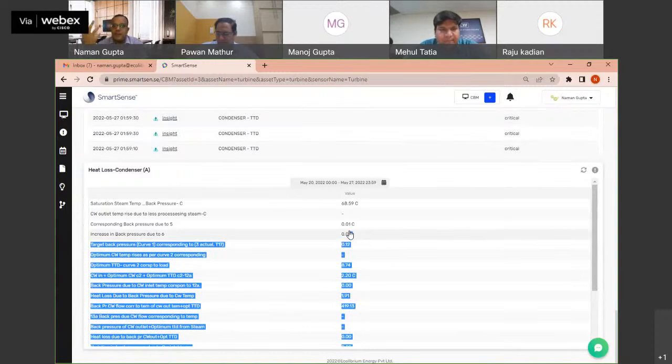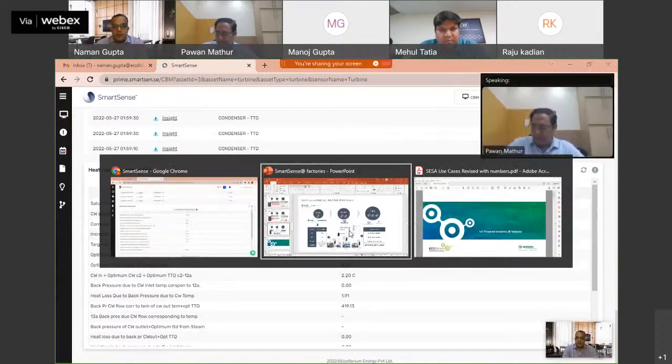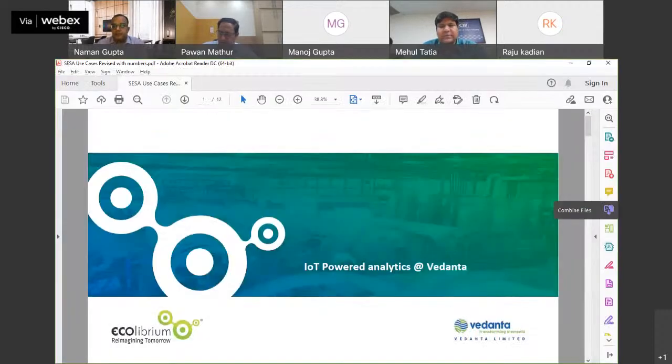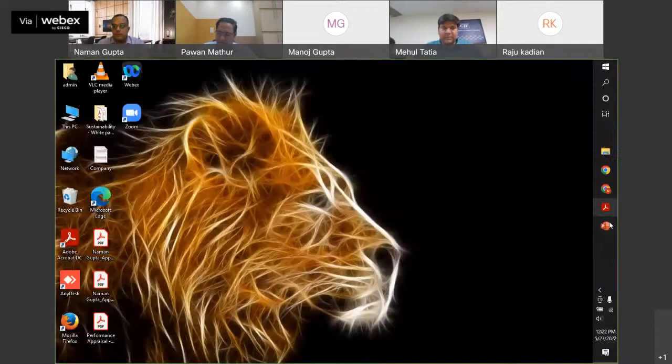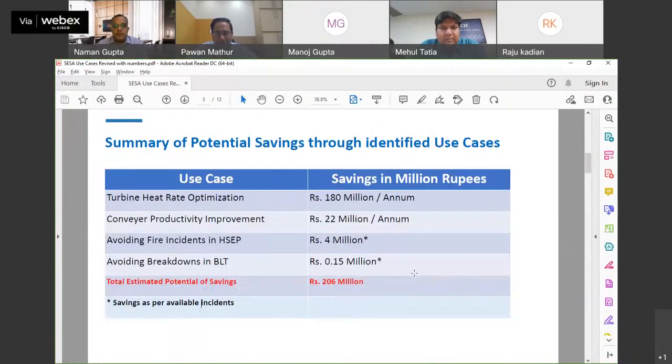On similar lines, we have developed it for boilers, conveyor belts, as well as the BLT. And you can have a look at each of the key parameters which are available on the platform. So as you can see, we have delivered a total saving of around rupees 206 million to this platform.